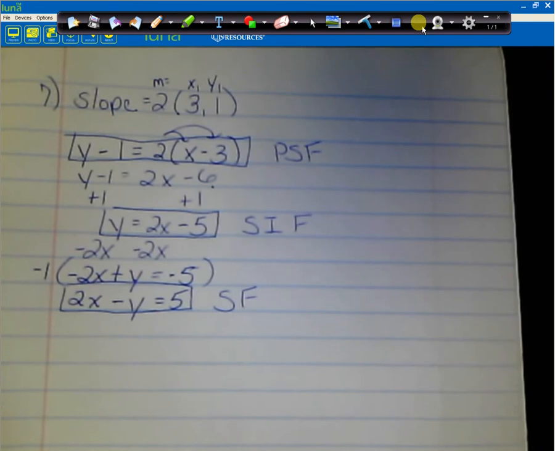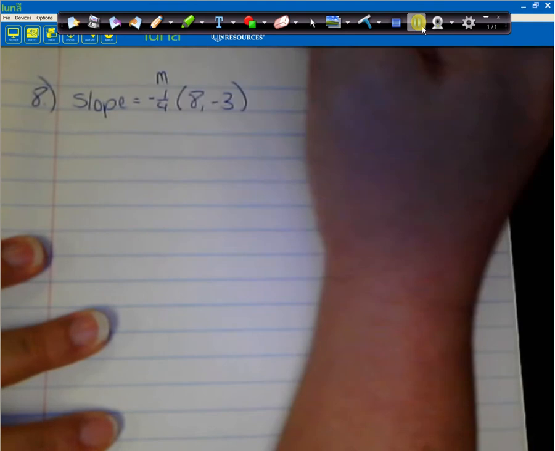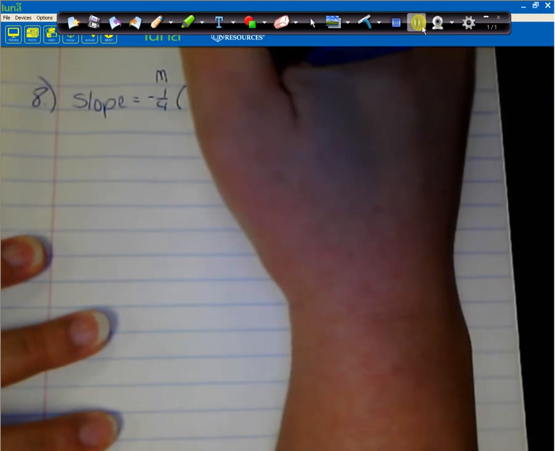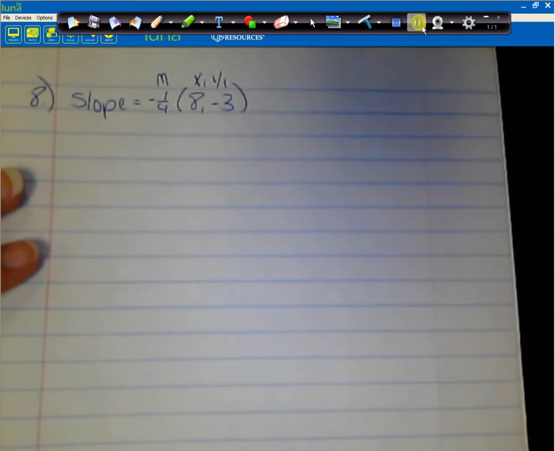All right, here's number 9. Go ahead and write it down. Our slope equals -1/4, and we're given the point 8, -3. Again, here our instructions are the same. We're given the point and slope. We're going to write it in point slope, slope intercept, and standard, all three. So again, we need to label these. This is my m, my -1/4, and my x1, y1. I promise it'll keep you from making silly mistakes if you'll go through and actually label those first.